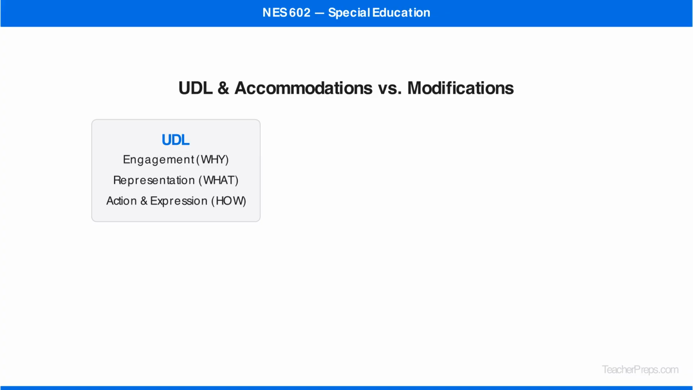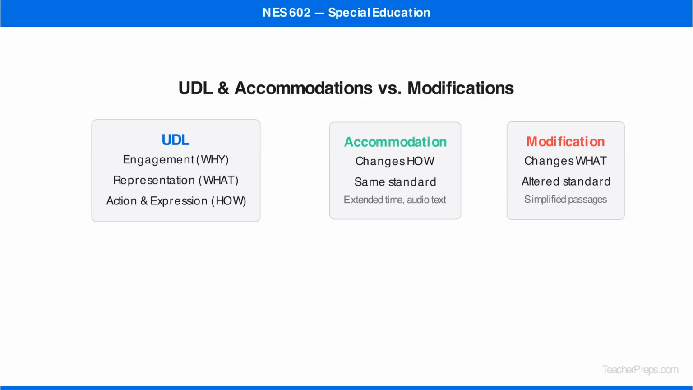Universal Design for Learning, or UDL, is a framework with 3 principles. Multiple means of engagement addresses the why of learning through motivation and self-regulation. Multiple means of representation addresses the what of learning through different ways of presenting information. Multiple means of action and expression addresses the how of learning through different ways students demonstrate what they know.